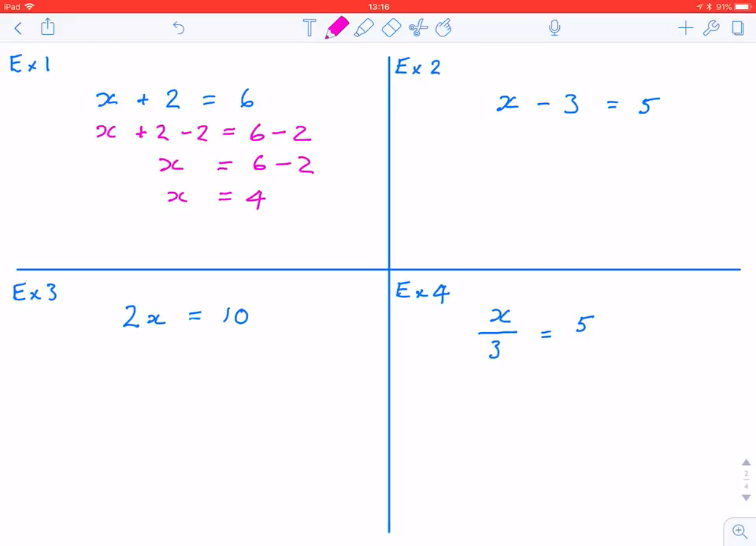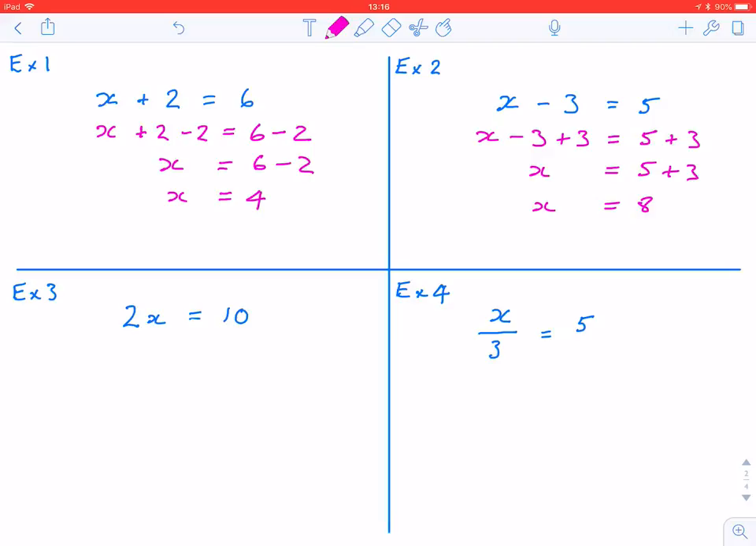Example 2. This time x has had 3 subtracted from it. So to get x on its own we'd have to add that 3 back. But if we did it on the left hand side, we'd also need to do it on the right hand side. So we've now got x on the left and 5 plus 3 on the right. So x is equal to 5 plus 3, which is 8.